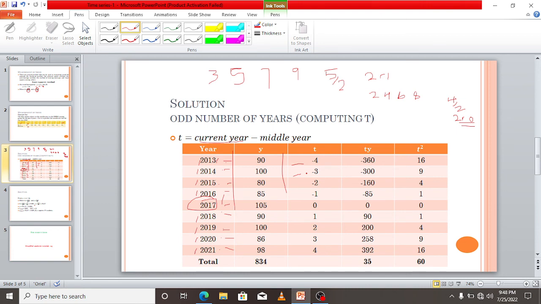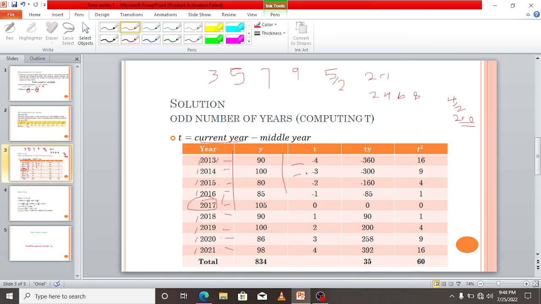Okay, so we can substitute. We can come here and we substitute in our formula, and you get the values for a and b after getting the summations. The summation of ty, summation t squared, and summation y. Okay, as we are going to see. So this is our equation.